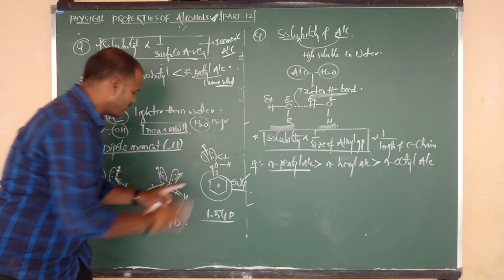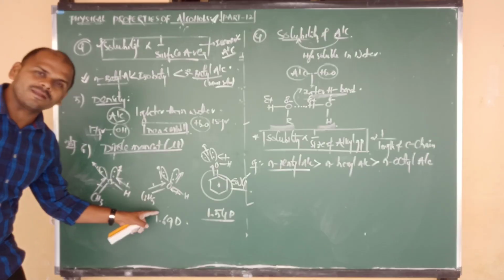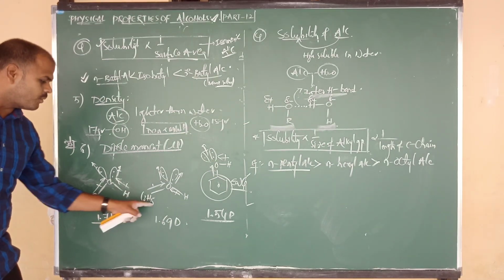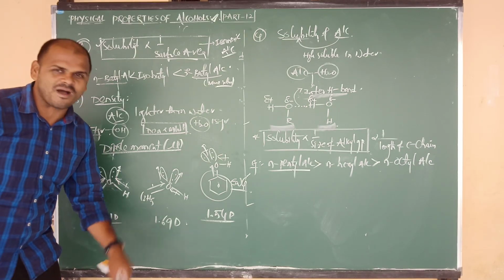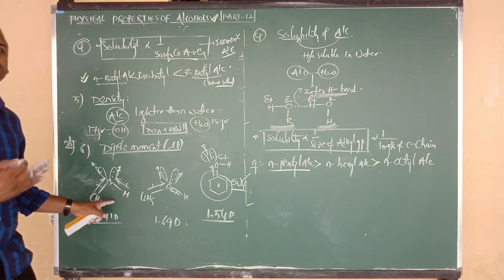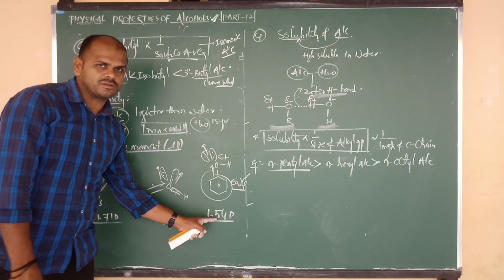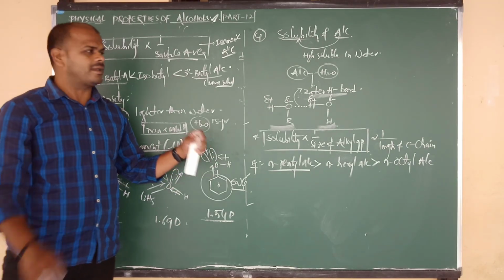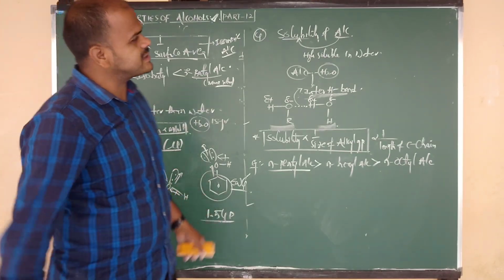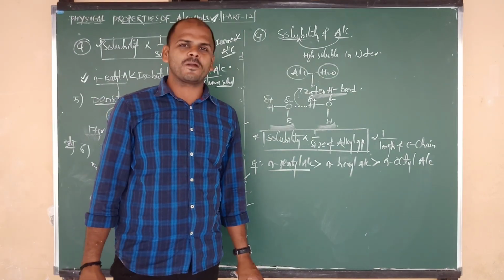But in the case of methyl alcohol and ethyl alcohol there is no resonance because of the absence of a pi bond. So they have a little more dipole moment as compared to phenol. Physical properties are over. In the next class we are going to discuss the chemical properties.